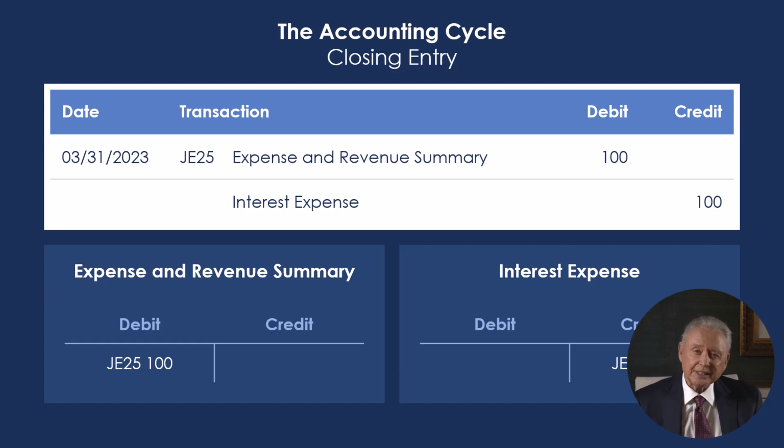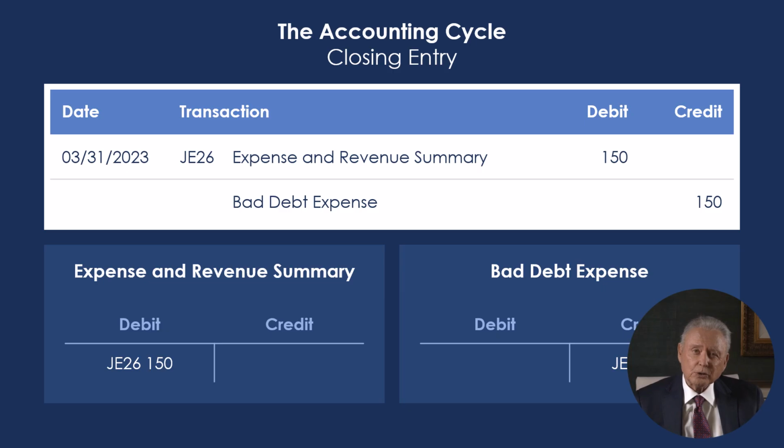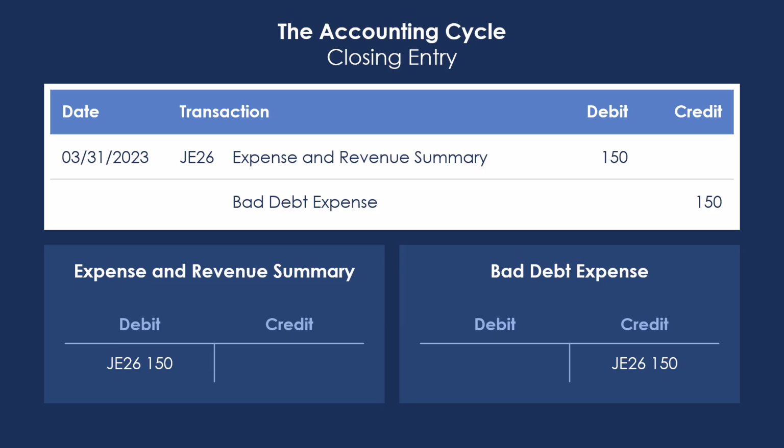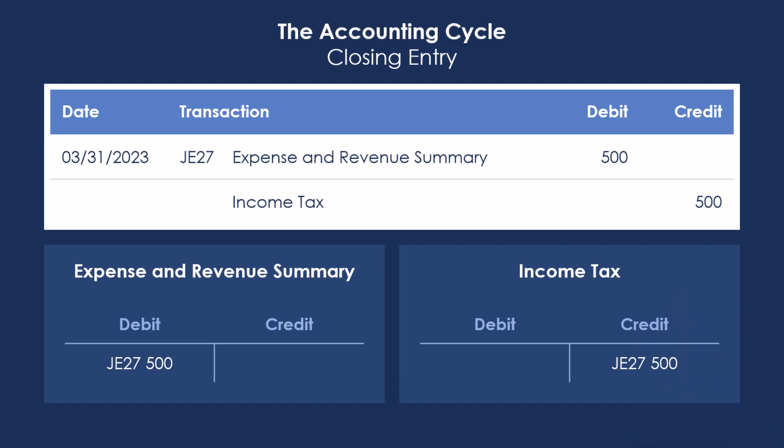Like every other expense, we debit expense and revenue summary, in this case for $100. And we credit interest expense for $100. We must carry every expense balance to the debit side of expense and revenue summary and credit the actual expense. Here in JE 26, we debit expense and revenue summary for $150 and credit bad debt expense for $150. In journal entry 27, we debit expense and revenue summary for $500 and we credit income taxes for $500. Income taxes is an expense. A credit to this account zeroes it out for the period.